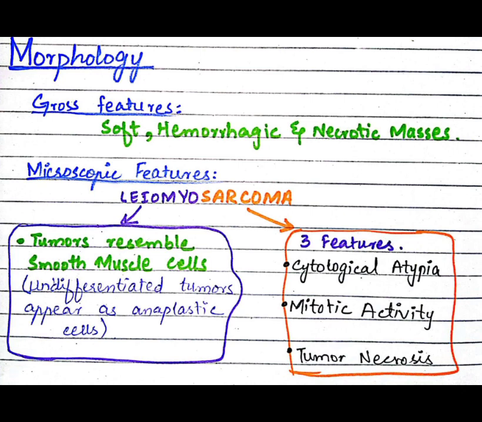Then the mitotic activity. The leiomyosarcomas are aggressive and faster growing tumors, so they show more mitotic activity. And as they are faster growing tumors, they are dying fast too. So we'll see areas of tumor necrosis.